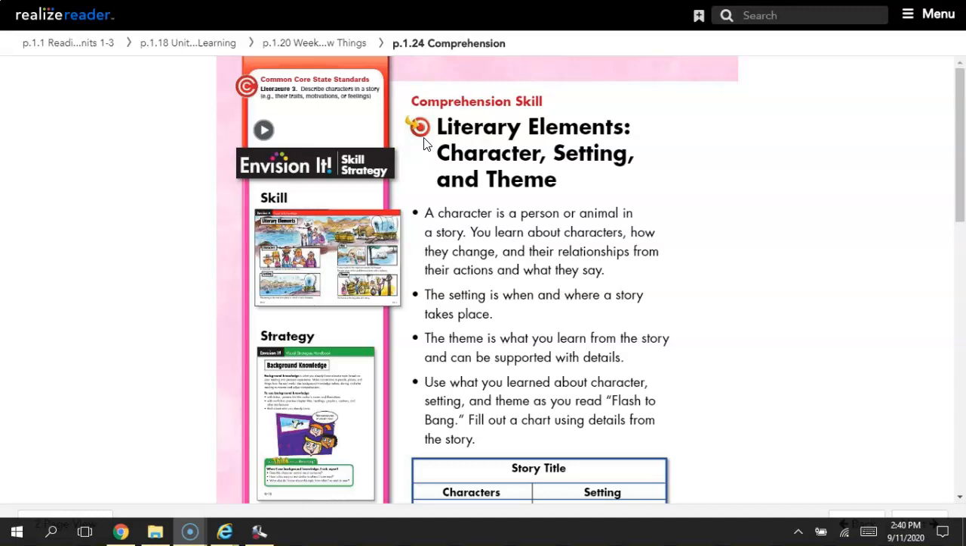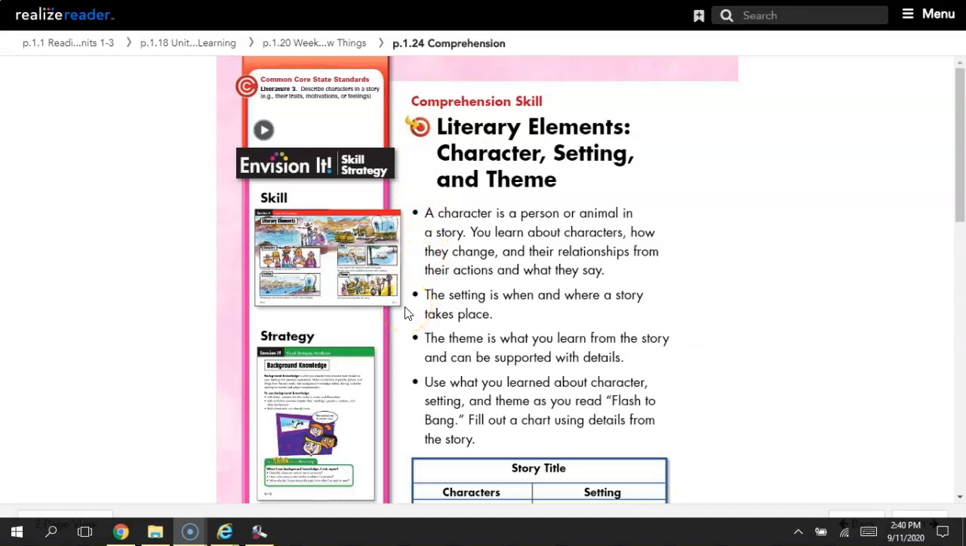Now, when we talk about literary elements, the first thing that I think of is characters. The characters within my story. Okay, a character is a person or an animal in a story. We learn about characters when we read our story. We learn about how they change, how they're in their relationships, from their actions, and what they say throughout the story. We also learn about setting.